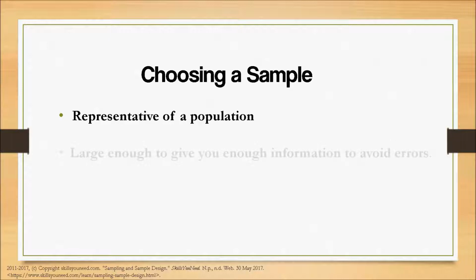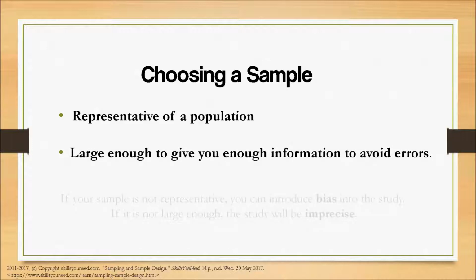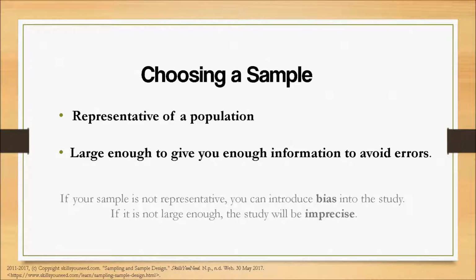Second, it should be large enough to give you enough information to avoid errors. It doesn't need to be a specific proportion of your population, but it does need to be at least a certain size so that you know that your answers are likely to be broadly correct. If your sample is not representative, you can introduce bias into the study. If it isn't large enough, the study will be imprecise.